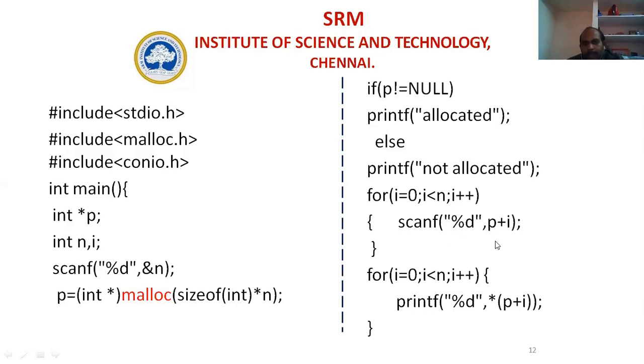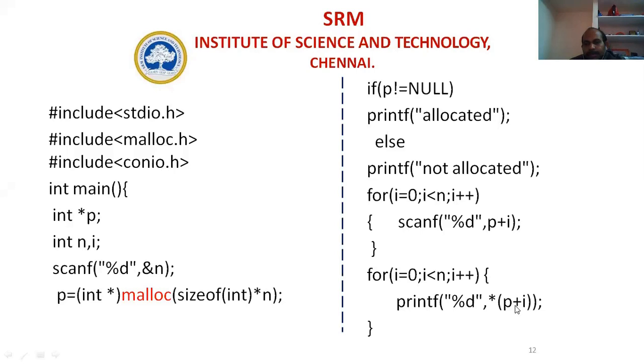So p is the starting address, that means malloc will return the starting address of the blocks. So 20 bytes means it will return the starting address of that particular block. So here p plus i, with i equal to 0, will get the value for the starting address. Then each time it will go for i equal to 0, 1, 2, 3, up to 4. If I declare n as 5, we'll get 5 elements. So this is to get a value, and the next for loop is for printing the values.